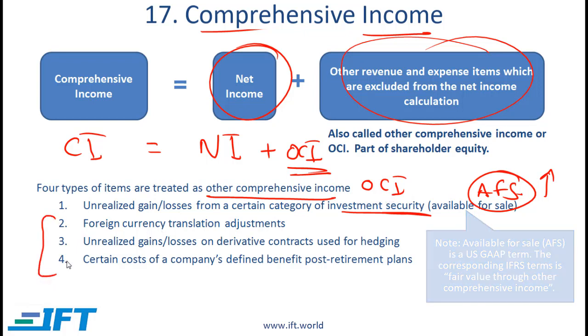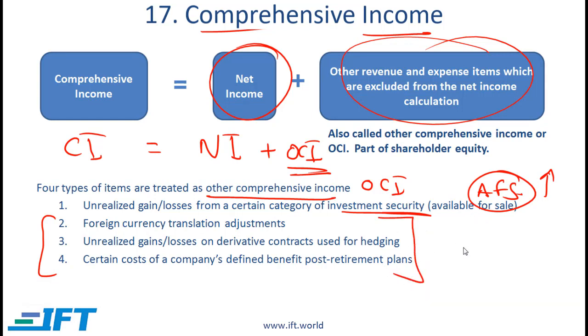Then these other items you just need to memorize for now, and you will learn about them when you do level 2 of the CFA program. Foreign currency translation adjustments, unrealized gains and losses on derivative contracts used for hedging, and certain costs of a company's defined benefit post-retirement plan. So these are items which impact OCI and not the net income.